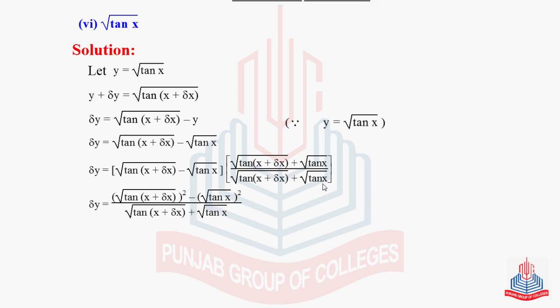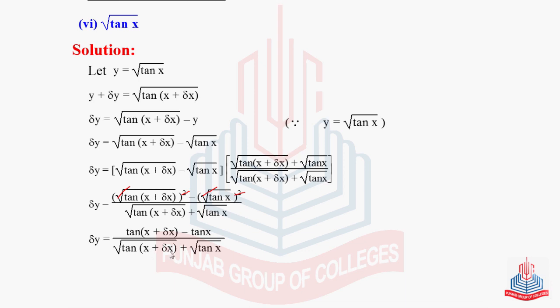And by using the result (a minus b)(a plus b), this will become a square minus b square. So here we have square root tangent x plus delta x whole square minus square root tangent x square, and the denominator will be as it is. The square root will be cancelled out by the square, and we have delta y is equal to tan x plus delta x minus tangent x, divided by square root tan x plus delta x plus square root tan x. The denominator will be as it is, unaffected: square root tan x plus delta x plus square root tangent x.